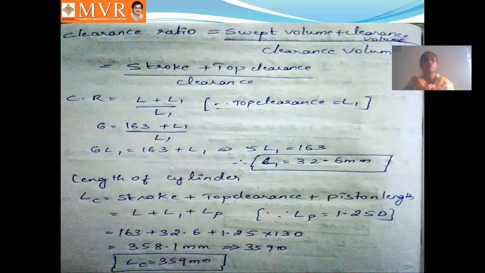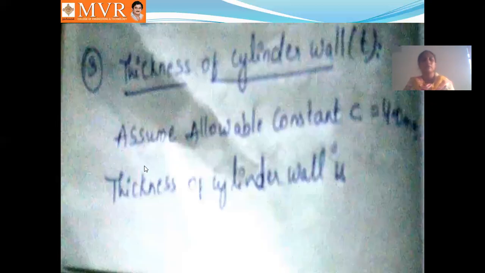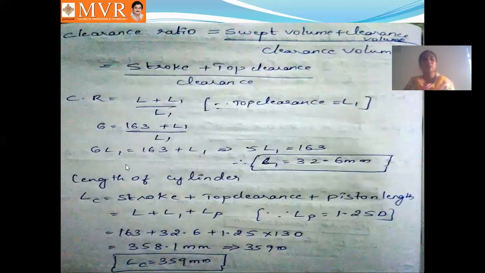L we had found out, the value is 163. So 6 equals 163 plus L1 by L1. Simplify: 6L1 is equal to 163 plus L1. Bring this L1 to that side, and you will get 5L1 is equal to 163. Then L1 is equal to how much? 32.6 mm.